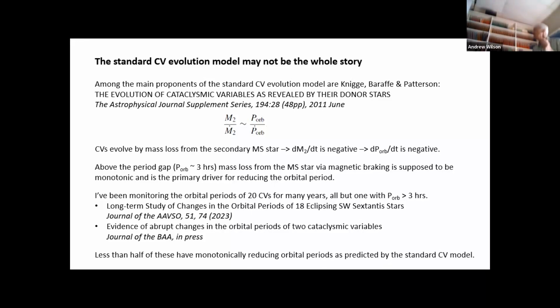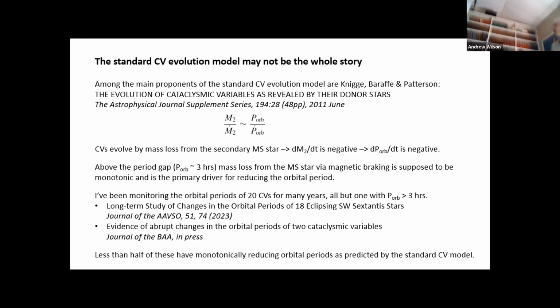I've written a couple of papers, one recently published in the AAVSO journal on 18 eclipsing SW Sextantis stars. That was published in the AAVSO journal, not the BAA journal, because there are over 7 pages of dense tables of photometric observations that I think most BAA journal readers would probably balk at trying to read. So the AAVSO are very happy to fill their pages with tables of data. I've got another paper on 2 stars, which I'll mention later in the talk, coming out in the journal, hopefully at the end of this year.